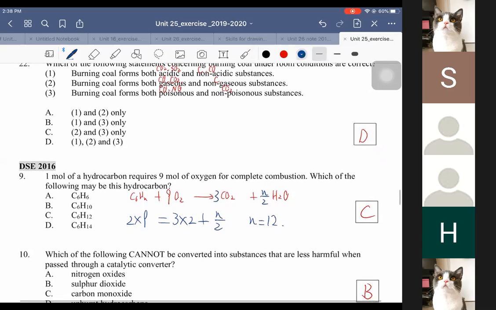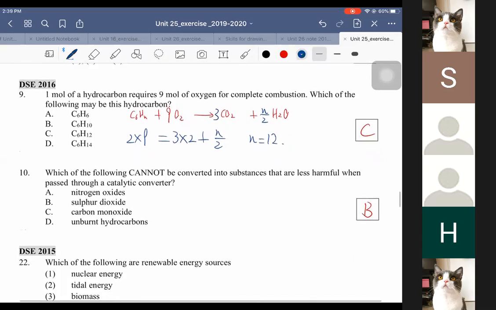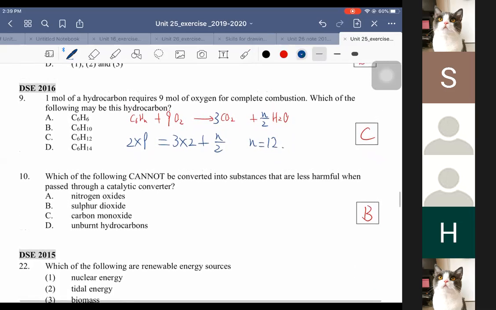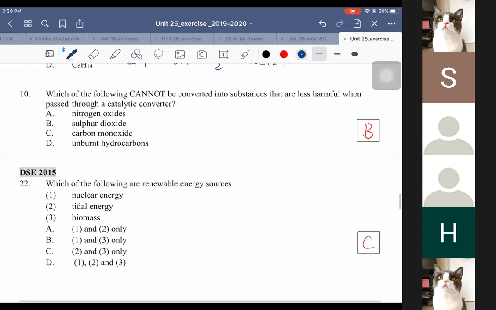Okay, and the rest of them are just some factual information you need to learn from this unit. So for question 10 should be B. Question 22 should be C.